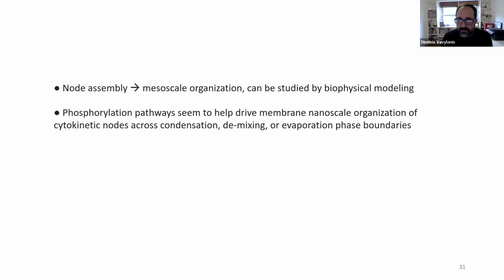That's needed for this stable machinery to withstand forces in the cell by actomyosin.